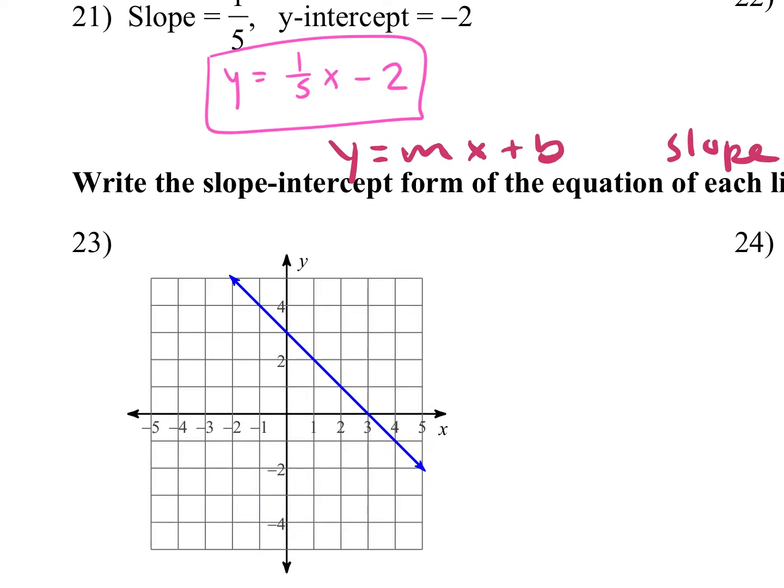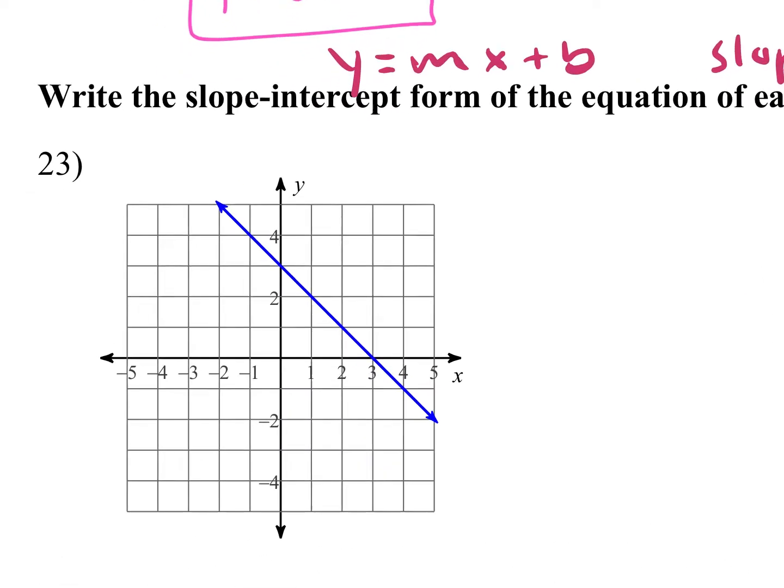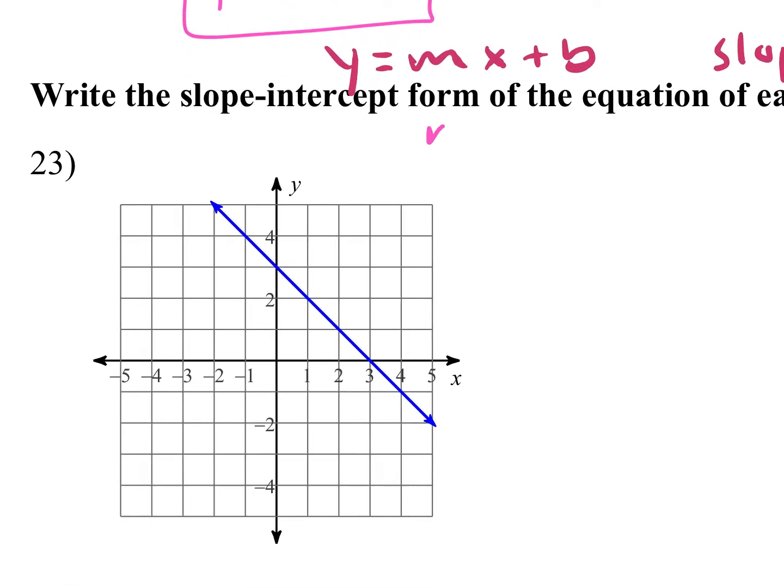23. Write the slope-intercept form of the equation of each line. So two things we need. We need our slope and we need our y-intercept. What's our y-intercept here? Where do we cross the y-axis? 3. Awesome. So our y-intercept is 3.